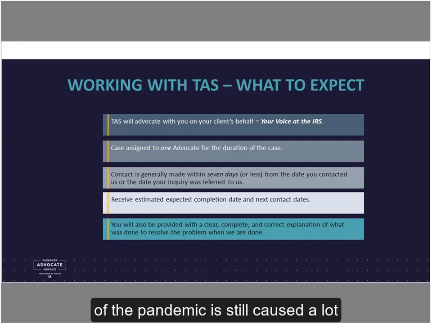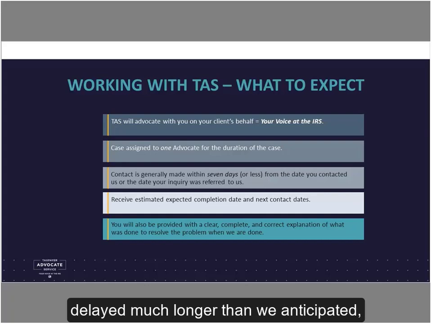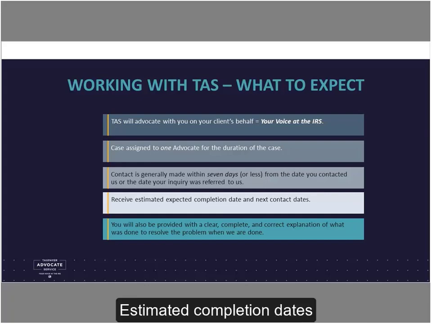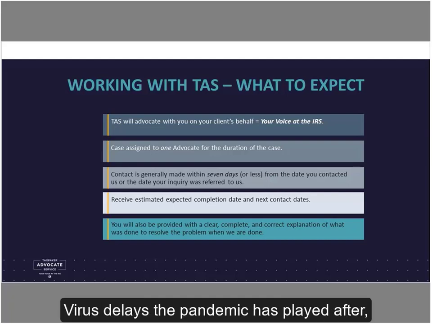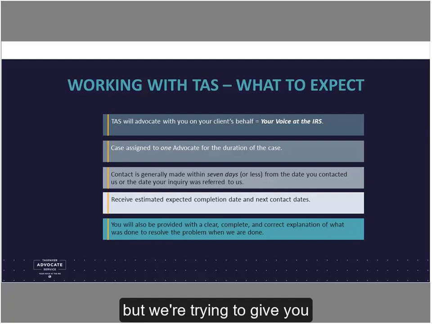There have been delays because the pandemic has still caused a lot of the paper processing at the IRS to be delayed much longer than we anticipated. But our estimated completion dates are only an estimate. IRS delays, the pandemic has played a factor, but we'll try to give you the best estimate that we can.